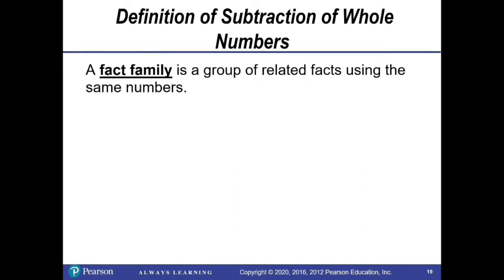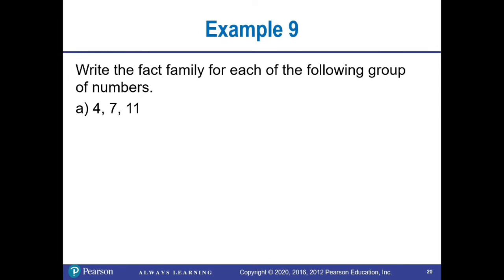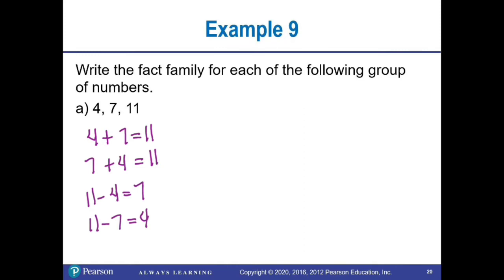A fact family is a group of related facts using the same numbers. So suppose we have 4, 7, and 11. Our first fact would be 4 plus 7 equals 11. Another fact would be 7 plus 4 equals 11. I use the commutative property of addition. Now I can continue my fact family with subtraction. 11 minus 4 equals 7. Or I could say 11 minus 7 equals 4.